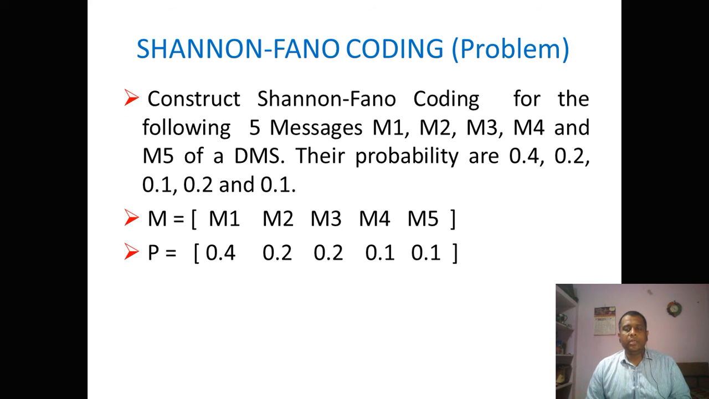Right now we will solve the Shannon Fano coding with a problem. Construct a Shannon Fano code for the following 5 messages: M1, M2, M3, M4 and M5 of a discrete memoryless source. Their probabilities are 0.4, 0.2, 0.1, 0.2 and 0.1. First, as given in the step, the messages are written in decreasing order of P.